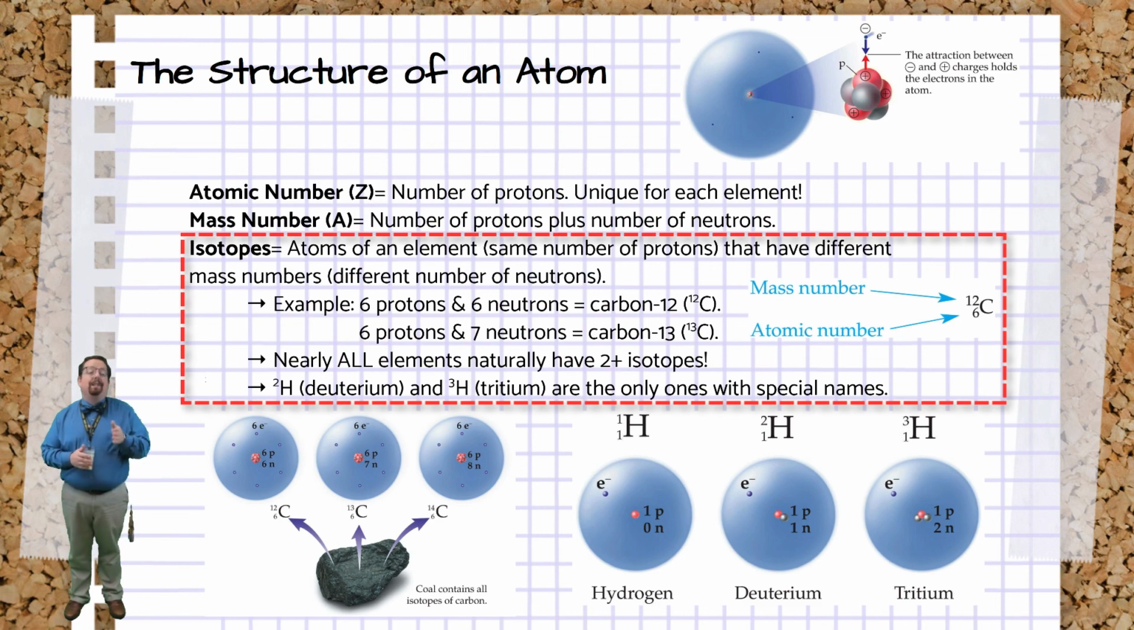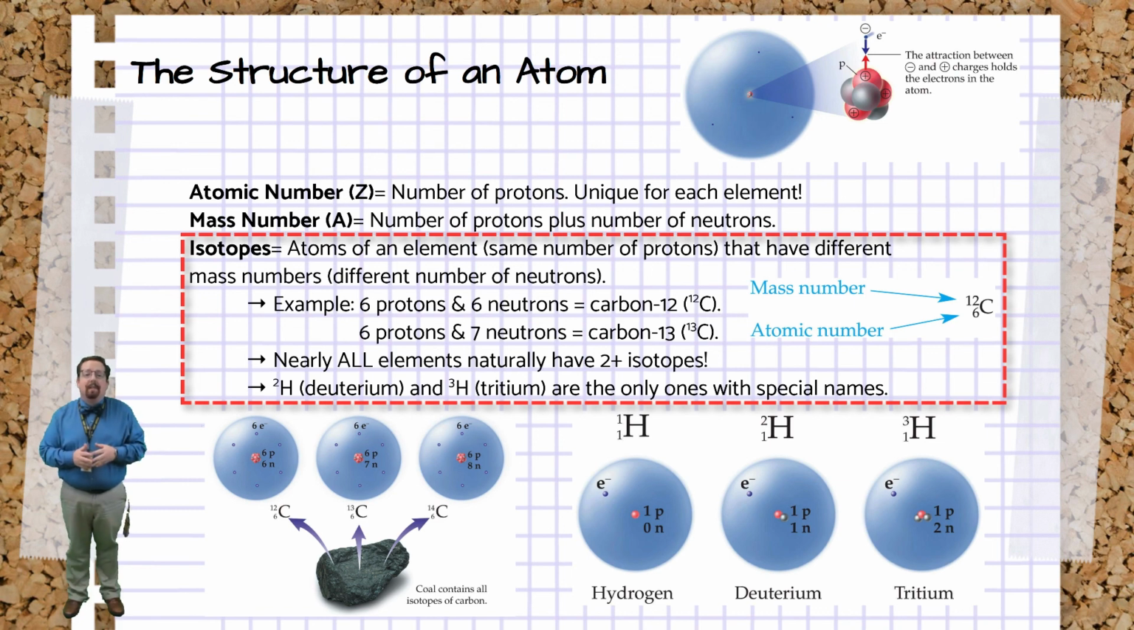These are called isotopes of each other. For example, carbon-12 and carbon-13 are both isotopes of carbon. They each have 6 protons, but one has 6 neutrons, while the other has 7 neutrons. Almost all elements have at least 2 isotopes.